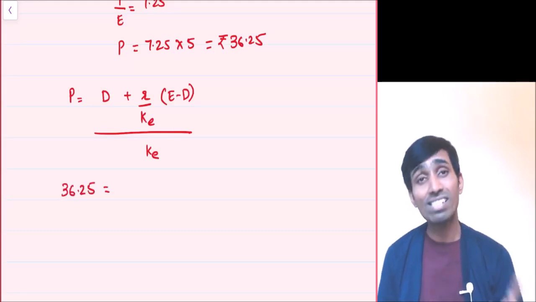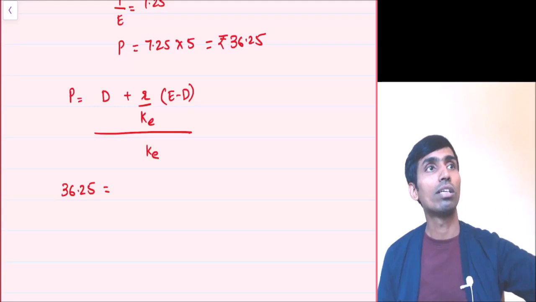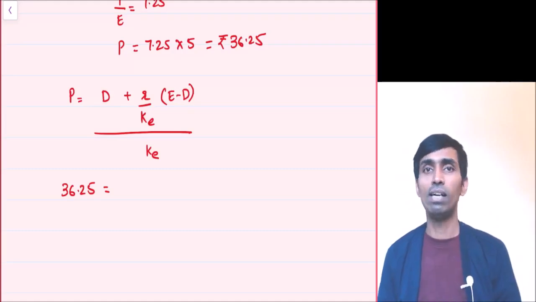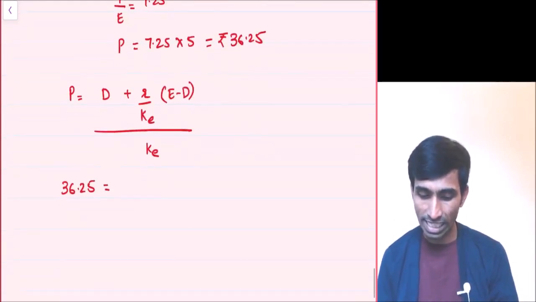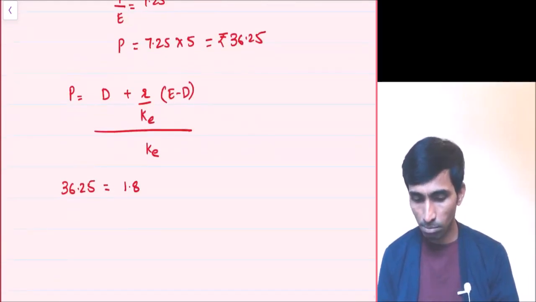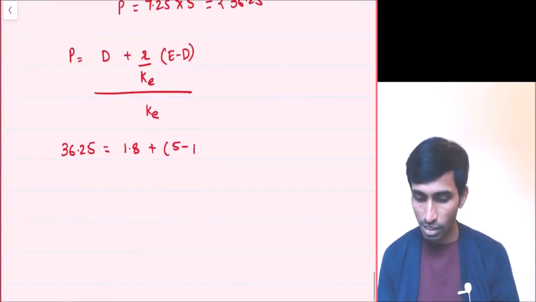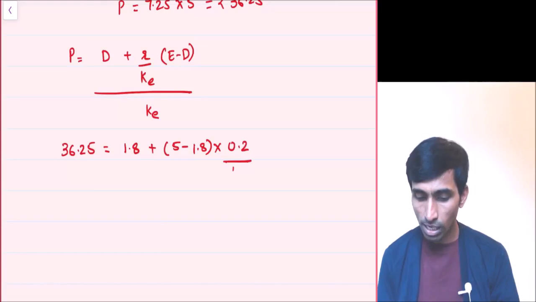36.25. In the previous sum, directly using P you can't calculate the price, remember, but here because I want K, there is no option for me. Using that P only I calculated the price. Now that price I will substitute. Dividend was 1.8, plus EPS is 5 minus 1.8 into R was 20%, 0.2 upon K, the whole divided by K.